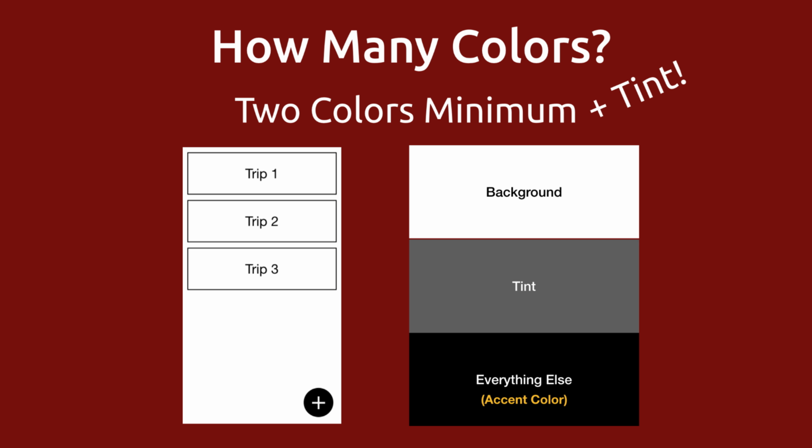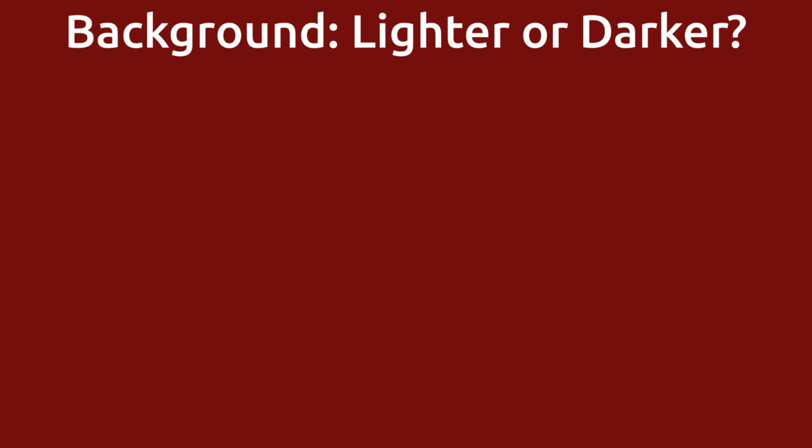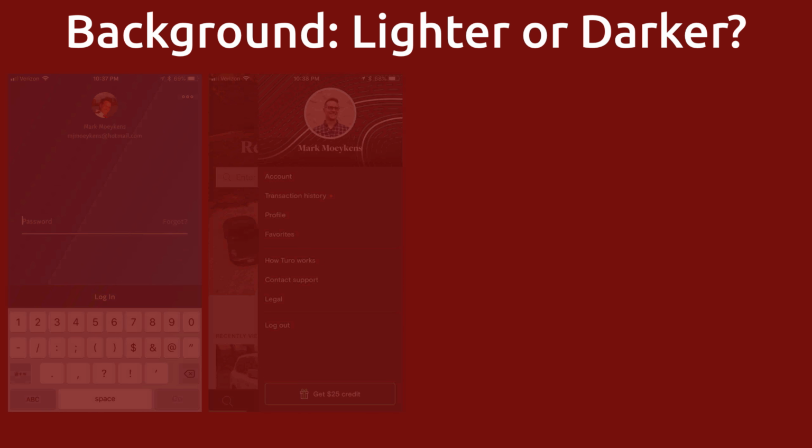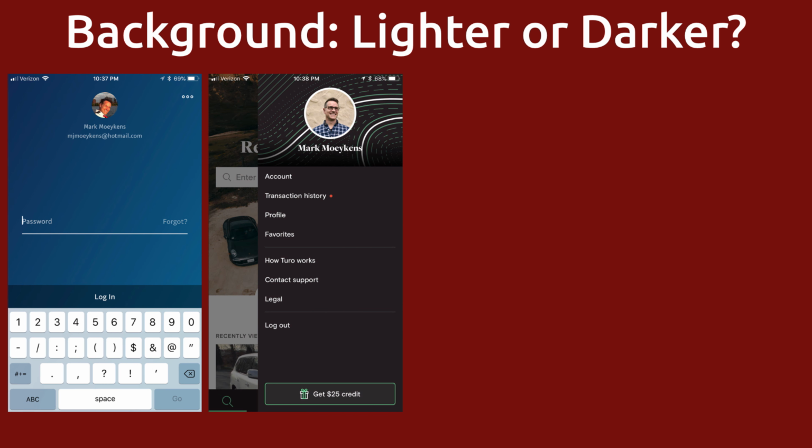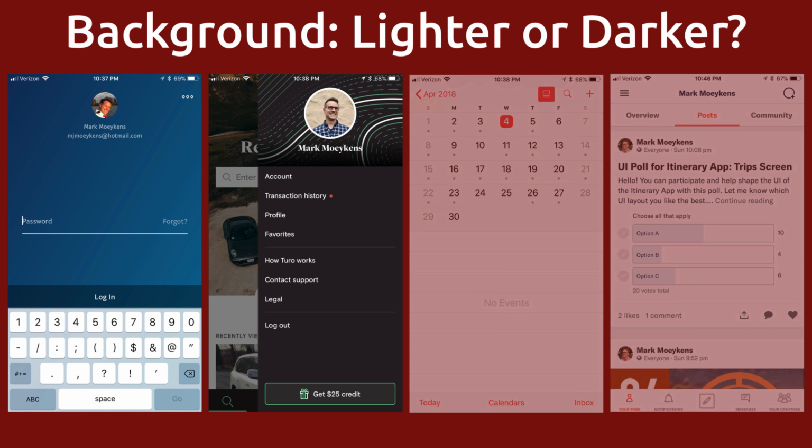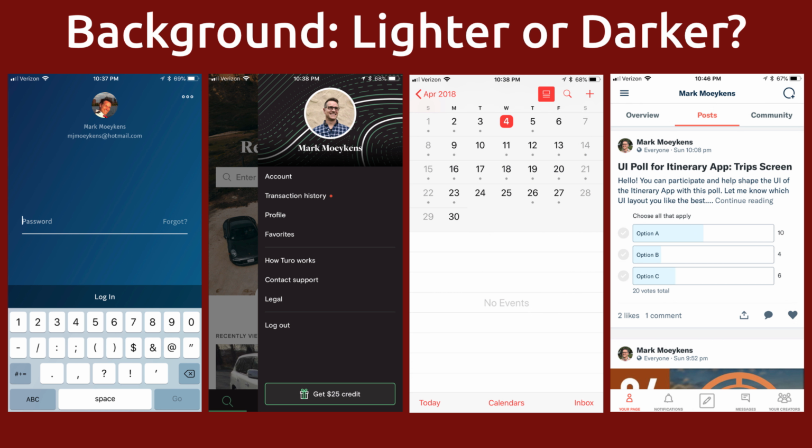But if you have no idea where to start, and you have to start picking some color, then I recommend starting with the background color. I think the background color is a great place to start because it's the easiest in my opinion. You just have to pick one of two options. Do you want a lighter background or a darker background? And then you can narrow it down from there as far as which light color do you want or which dark color do you want. So here are some examples of apps that have a darker background. And then here are some other examples of apps that have a lighter background.